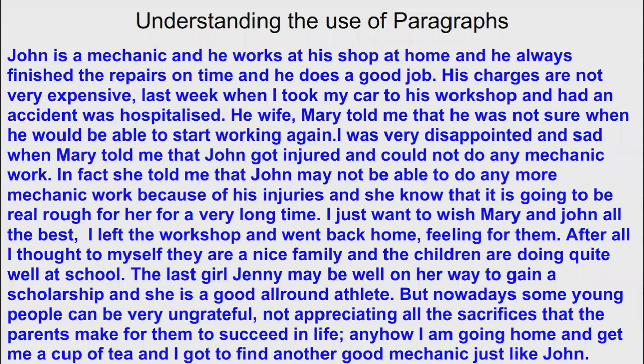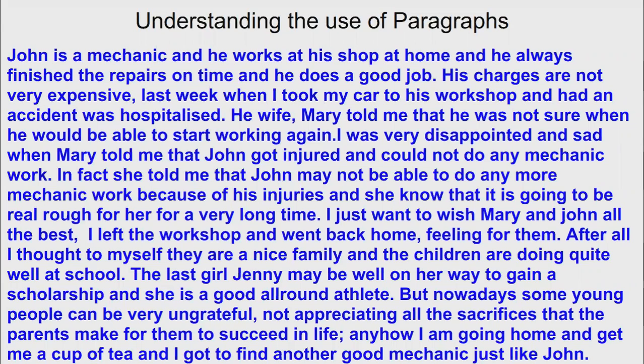Now, it will just take you on to the second paragraph, and then we will work on our own from there. So the second paragraph, and as I said at the beginning, each paragraph expresses a different idea, thought, or theme. So when you read through from last week, we are talking about something else. We are no longer talking about John as a mechanic. We are now talking about the fact that you took the car to his workshop, but you were told that he's in hospital and you're not sure when he will be able to do mechanic work.